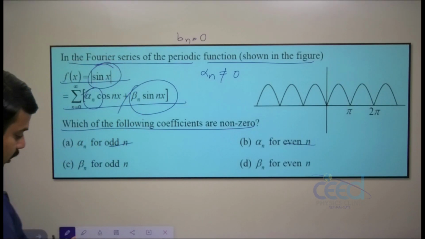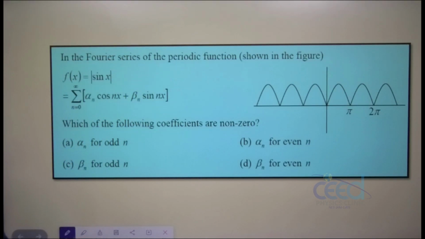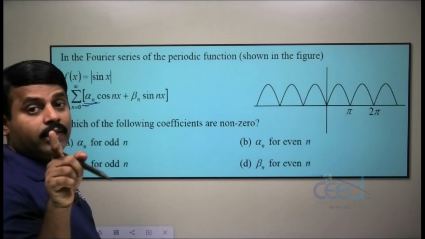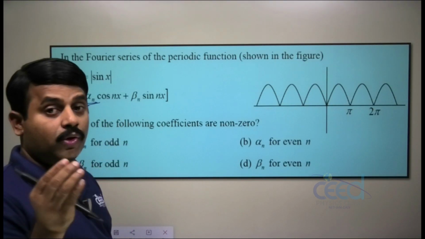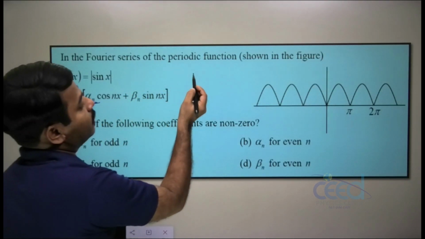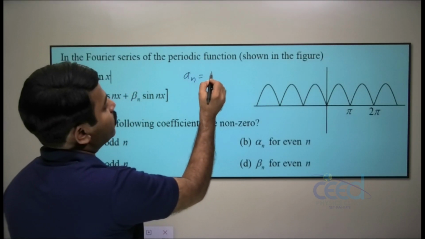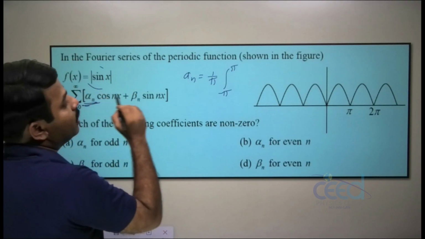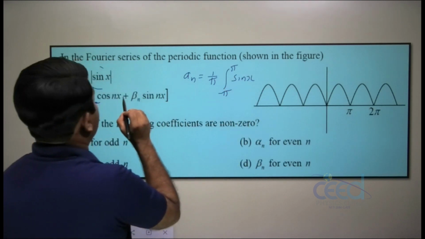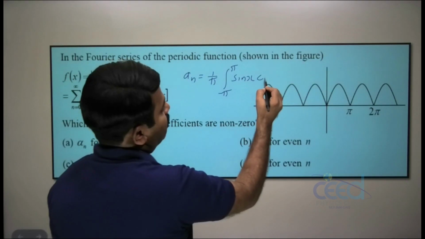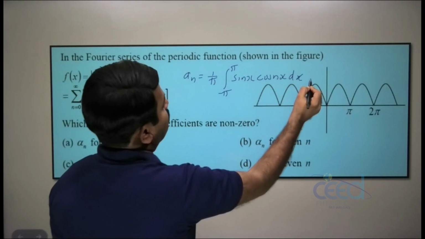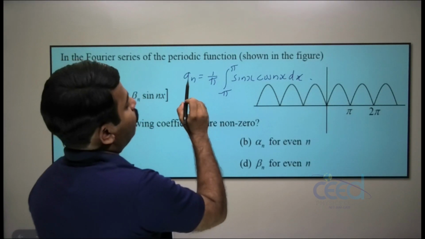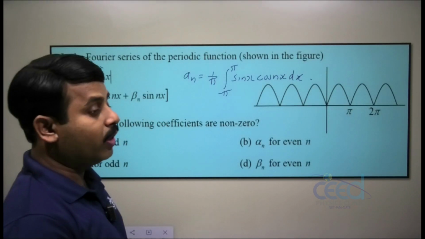So we can find alpha n value. Look here, what is alpha n? This is an cos nx format. Instead of an they used the letter alpha n, and instead of bn they utilized beta n. So what is the n value? Alpha n is equal to 1 by pi, integral from minus pi to pi of f of x cos nx dx, where f of x is mod sin x. Now it is very clear for which n it is non-zero, for even or odd.